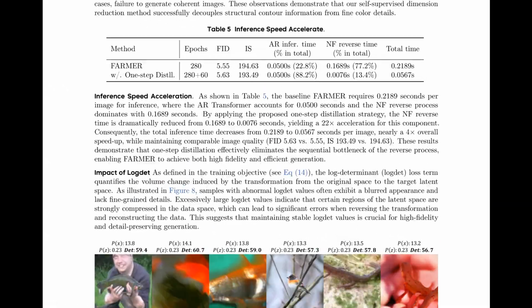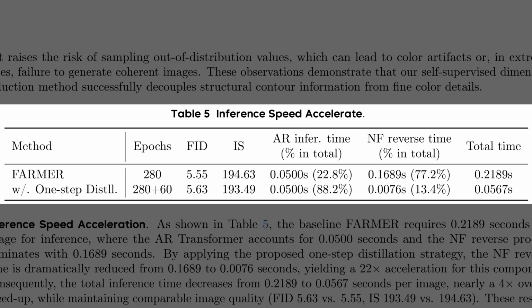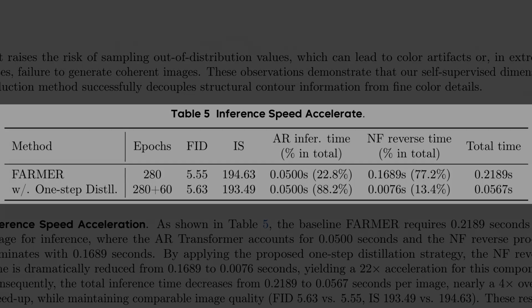So while the last table focused on quality, Table 5 summarizes how the method accelerates inference. The key message is that one-step distillation, which trains the student to mimic the teacher's multi-step reverse in a single pass, slashes the normalizing flow bottleneck. The autoregressive part stays roughly constant at 0.050 seconds. The reverse time for the flow drops from about 0.169 seconds to 0.0076 seconds. Total latency falls from roughly 0.219 seconds to 0.0567 seconds, and sample quality remains essentially unchanged.